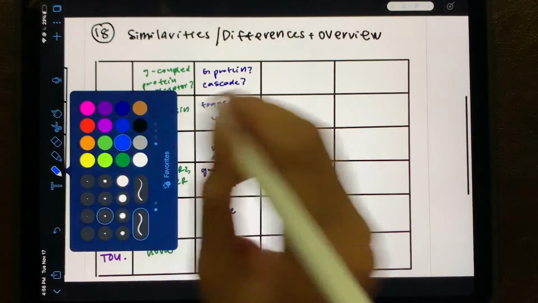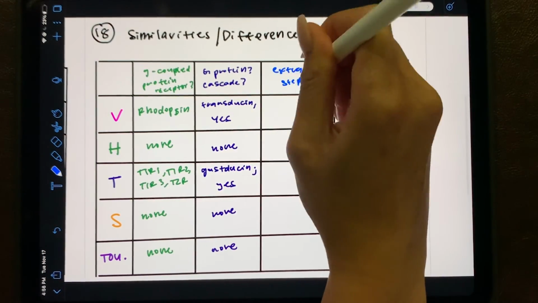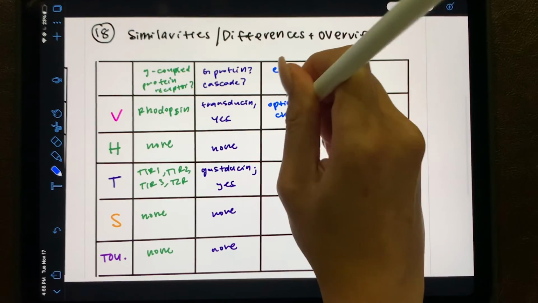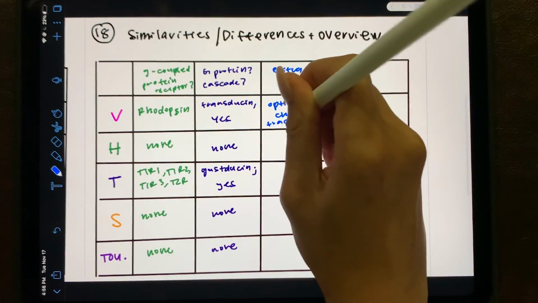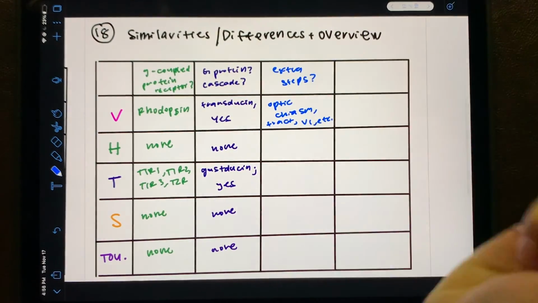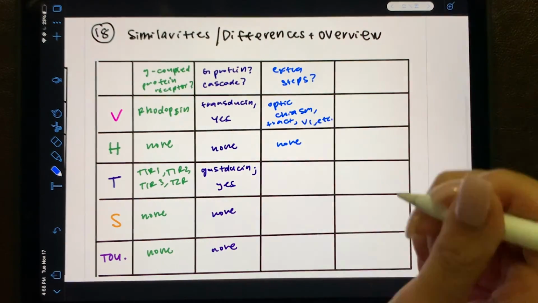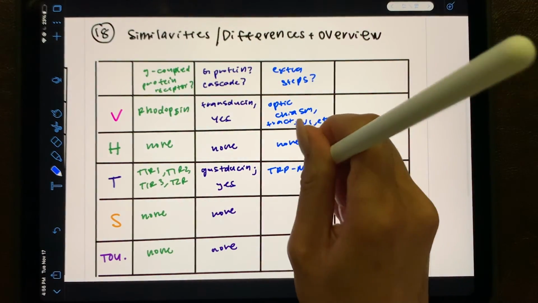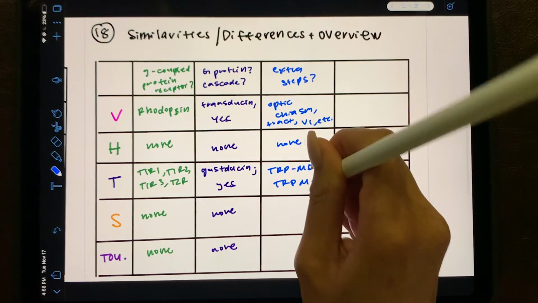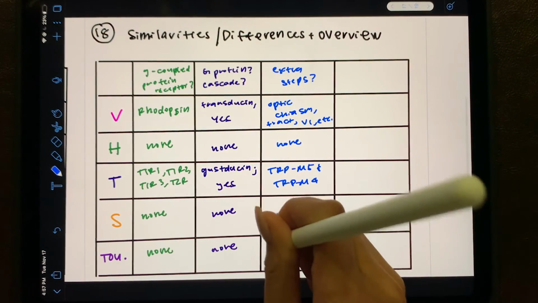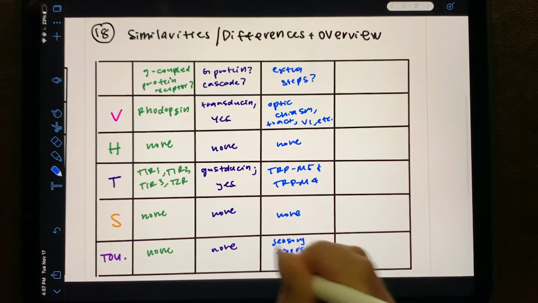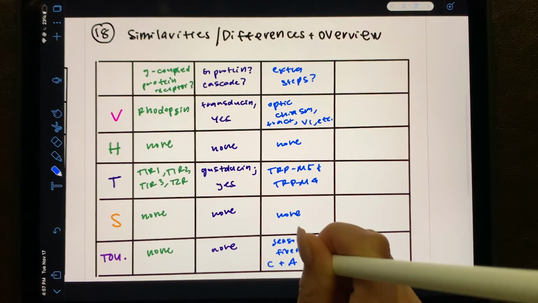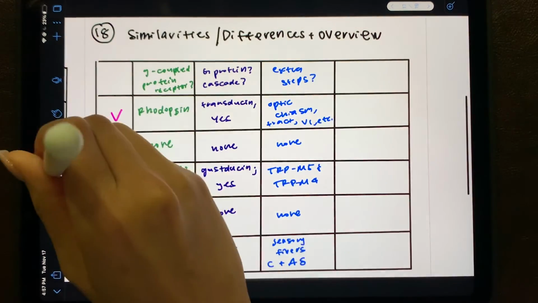And the extra steps, we have vision. So vision travels through the optic chiasm, the optic tract, the visual cortex, and the images remain inverted. For hearing, there are no extra steps. For taste, remember that the TRP channels are added on at the end of the protein cascade and include TRPM5 and TRPM4. The activation of a TRP channel causes short depolarization, aka an action potential, and completes the pathway. For smell, we have none, and for touch, we have sensory fibers, mostly C fibers and A delta fibers, which carry signals from the peripheral nervous system to the CNS.